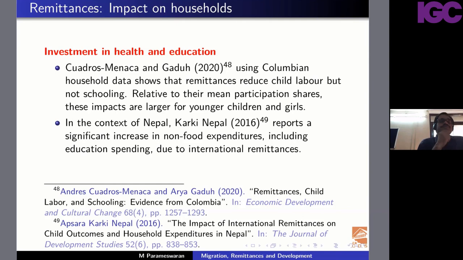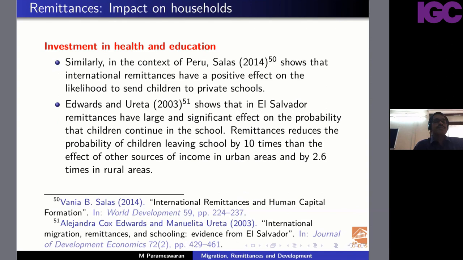There are a number of studies, for example, and this is another very important paper. This argues that remittances reduce the probability of dropout and help retain the children in school. That is, the dropout rate declined drastically because of the remittances.